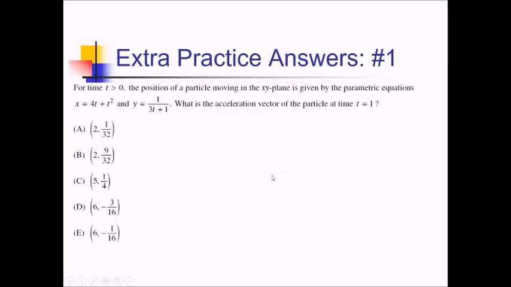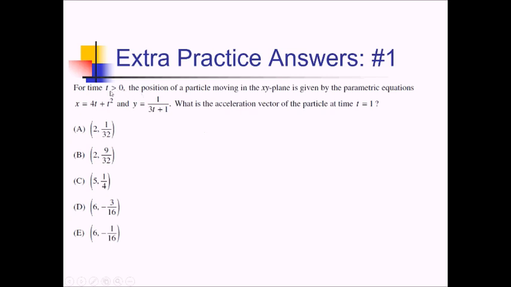On this problem, we're given the parametric equations for the position of some particle, and we want the acceleration vector at time 1. Well, to do this, we're going to need to take two derivatives, because that's going to give us velocity and then acceleration. So let's start with the velocity vector.